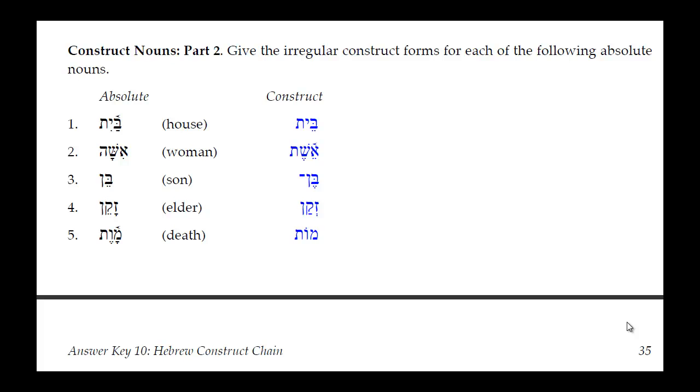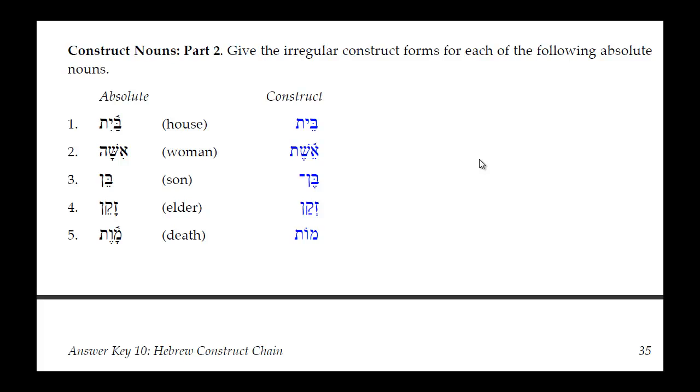I went ahead and alluded to this: if you look for the shva under the first syllable in a two-syllable noun, that's a dead ringer for it, showing you that that is a construct noun. So we just want to understand the process of how it goes from an absolute state to a construct state. Again, we are memorizing and understanding these grammatical rules so that we can recognize.